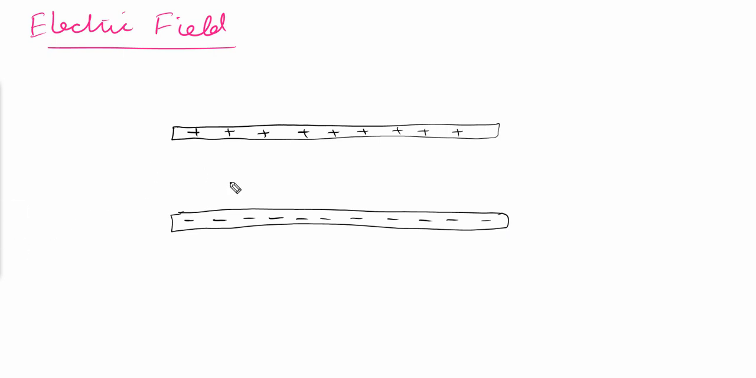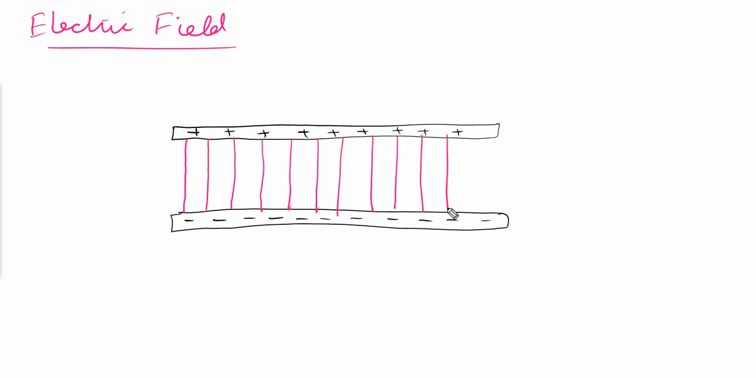Now let me draw the pattern of the electric field. The electric field will start from the positive plate and move towards the negative plate. In this case we will see the lines are equally spaced from each other, and because the lines are equally spaced, we can consider this as the uniform electric field. There will be some curves on the edges, but within these uniform plates, the electric field lines are uniformly spaced from each other.